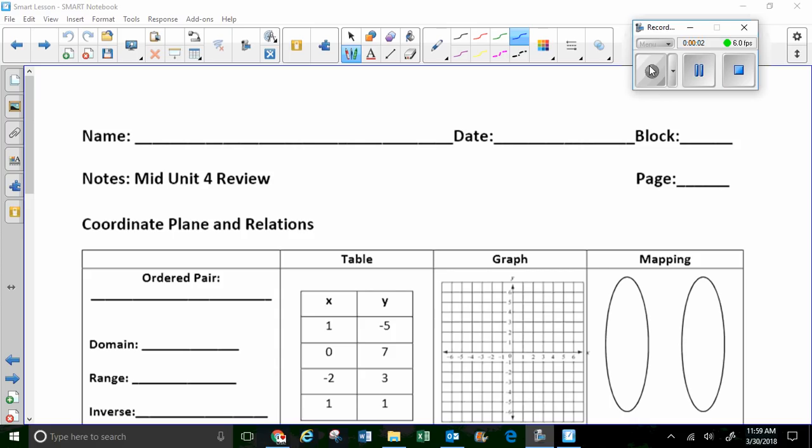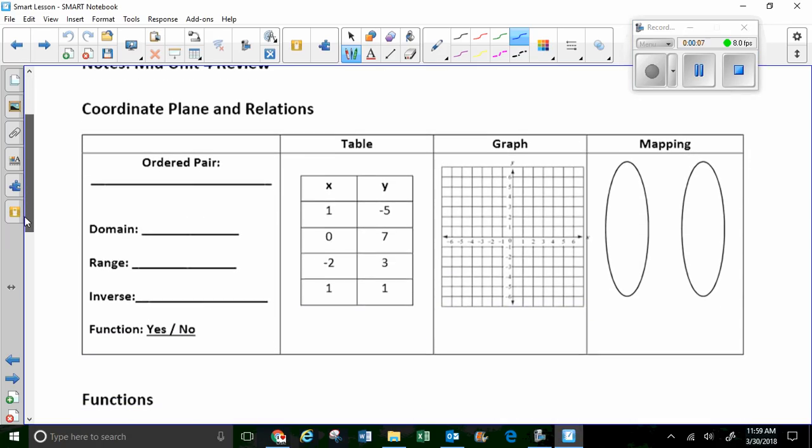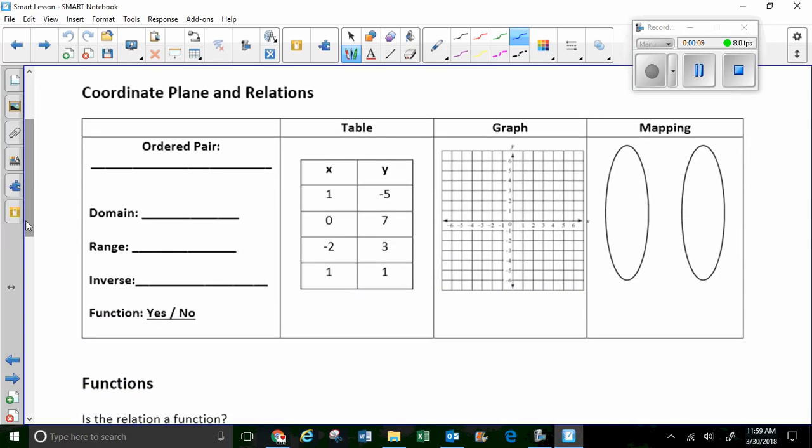Today we'll be reviewing what we've learned so far in Unit 4. So the first day of the unit, we talked about coordinate plane and relations. We're going to use this table here to fill in the rest of this chart.